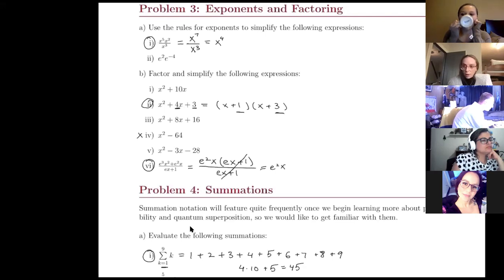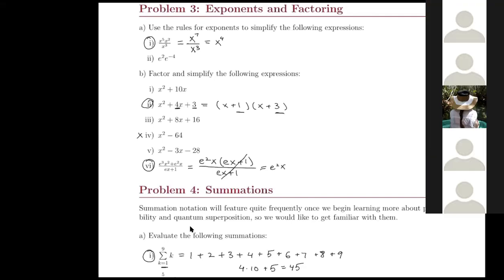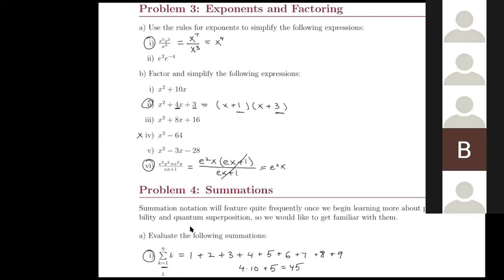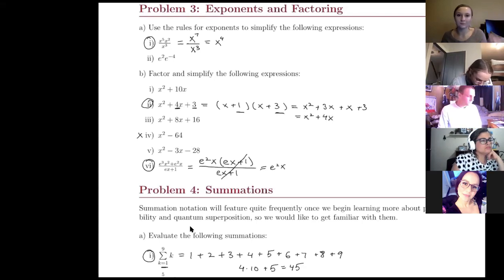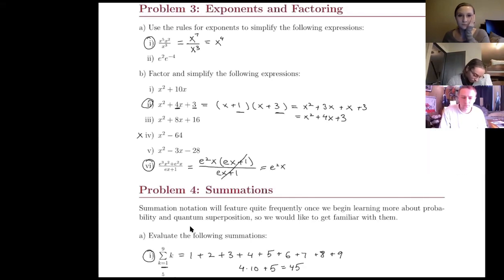Then always check yourself: if you were to expand this, what would you get? You would get x times x, x squared, plus x times 3, 3x, plus 1 times x, x, plus 1 times 3, 3, which is equal to x squared plus 4x plus 3. So that's the same for all of these.